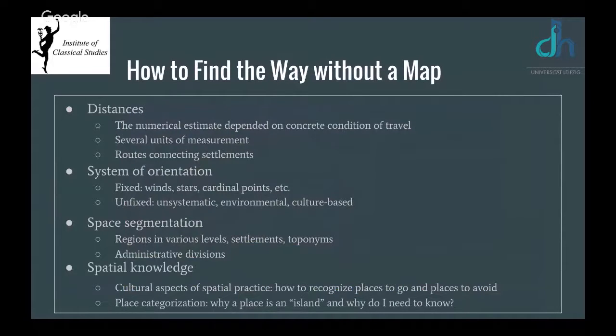So as a consequence, as we said, the problem is to conceive a system that has to be in word form, that has to be discursive, in order to allow travelers to find a way without a map. And I tried to summarize the key features of this system into this slide that you see here. There are some key features that are very important for the documents that we work with. Obviously, the first one is distances.